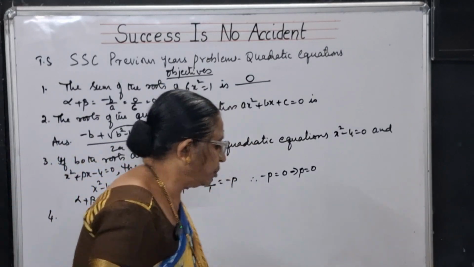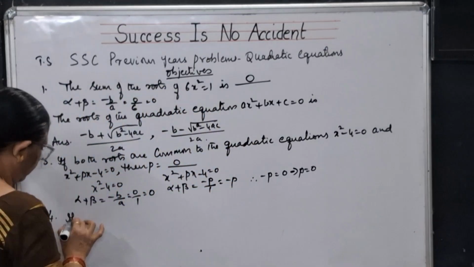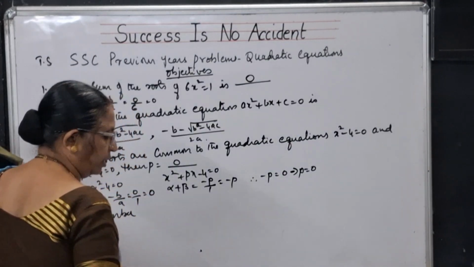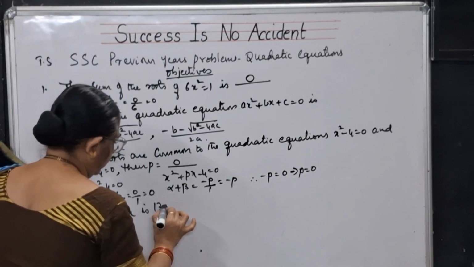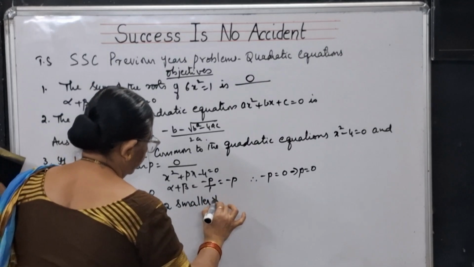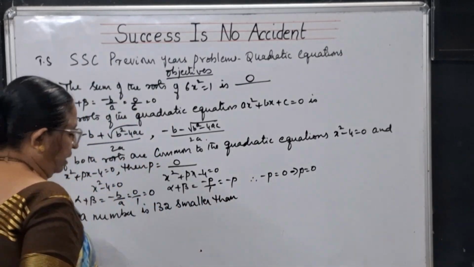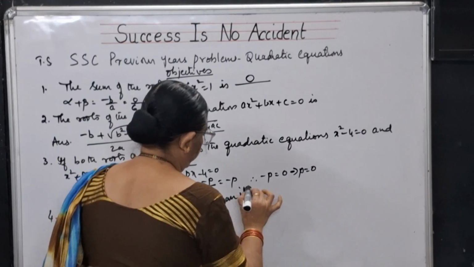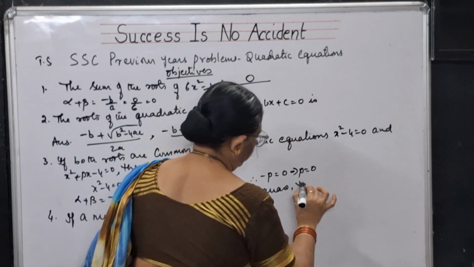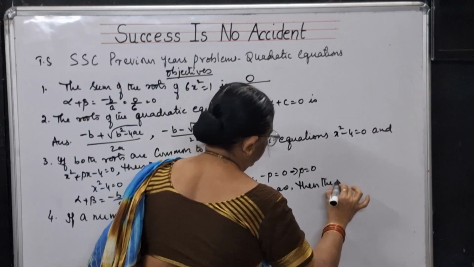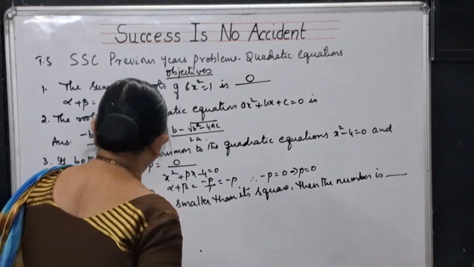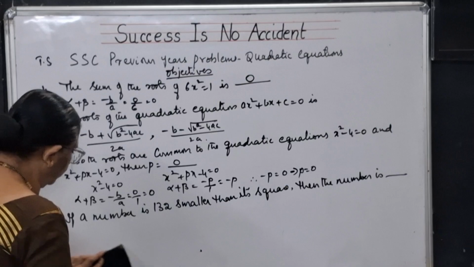And fourth problem: if a number is 132 smaller than its square, then the number is dash. So let us consider, you have to do the sum, children.